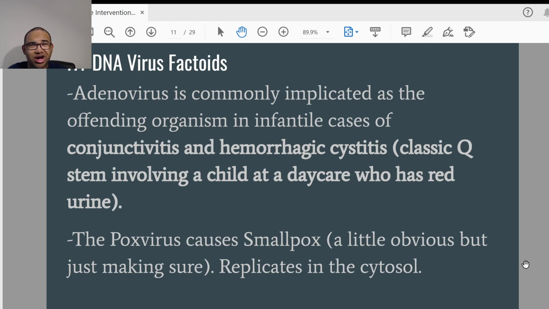Remember, it also causes hemorrhagic cystitis. So they may tell you about a child at a daycare that has red urine. If you see that, think about adenovirus. What's the other bug that causes hemorrhagic cystitis on exams? Think about a person from Egypt. I would really hope you're going after Schistosoma haematobium, right? And then what's the drug that can cause hemorrhagic cystitis on the boards? It's an anti-cancer drug that's also a risk factor for bladder cancer. I hope you're telling me cyclophosphamide, right?